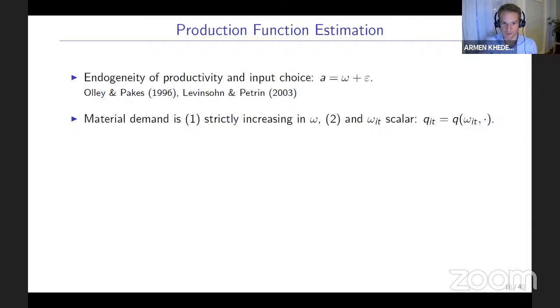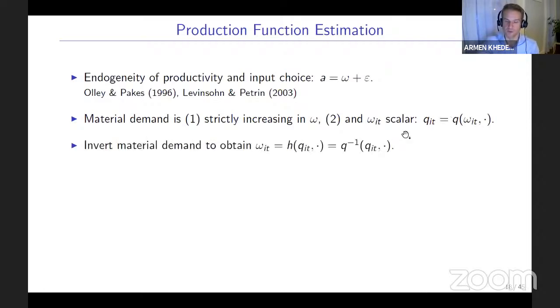Now, the basic insight of the approach is that once we assume that material demand is strictly increasing in the productivity term that the firm considers when buying its inputs, and that this productivity term is a scalar, then we can write down the material demand equation, Q as a function of this omega, and we can invert it in order to obtain an expression of this productivity that the firm uses when it buys its goods. And we're going to express this as a function h.